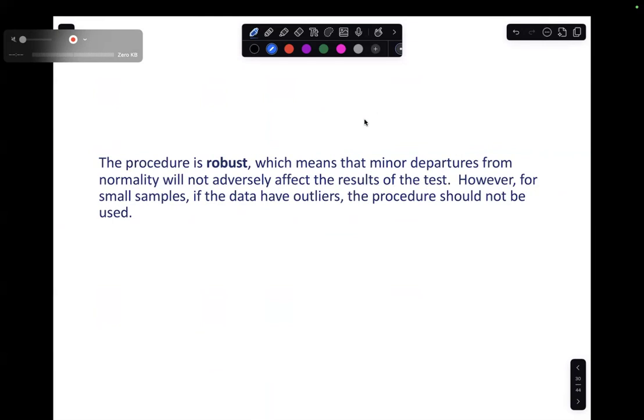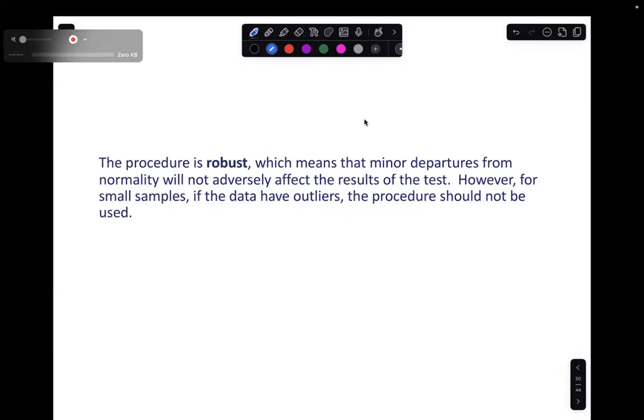So it's not going to hurt too much if your population is not perfectly normal. That's okay. If it's mostly normal, we're fine. With smaller sample sizes, or if there's outliers, we generally don't use this.